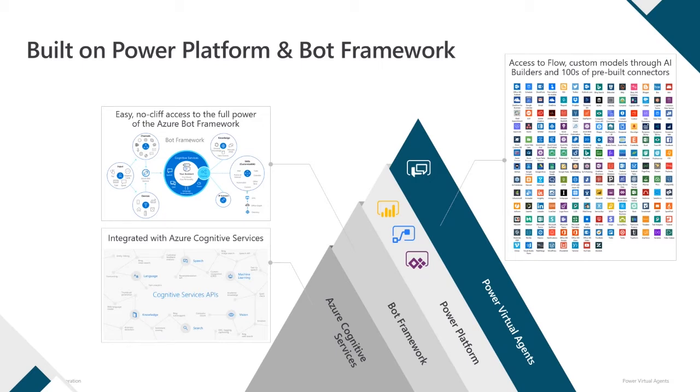The bottom layer there is around the Azure Cognitive Services. So this goes another level deeper into AI. This allows you to do things like sentiment analysis, text classification, machine learning, speech recognition, facial recognition, all of these things, and that's sitting underneath there as well.